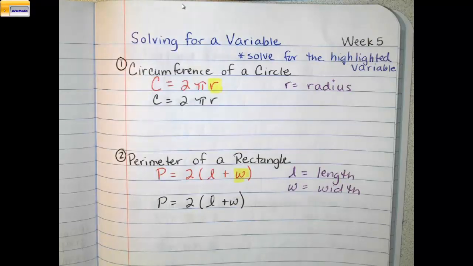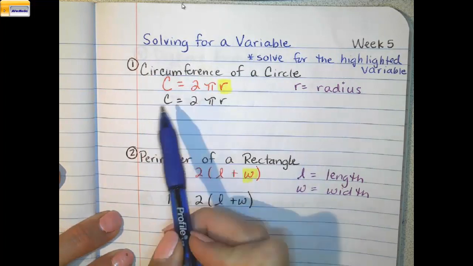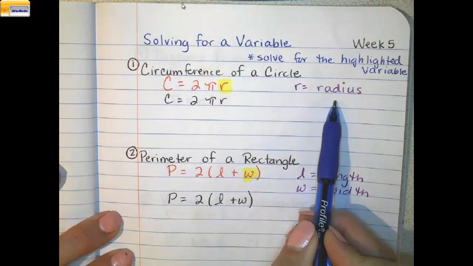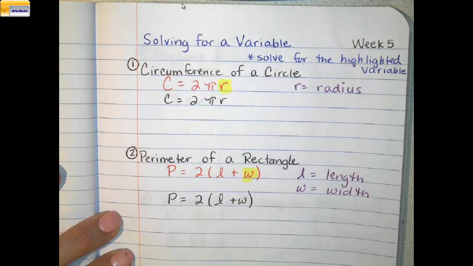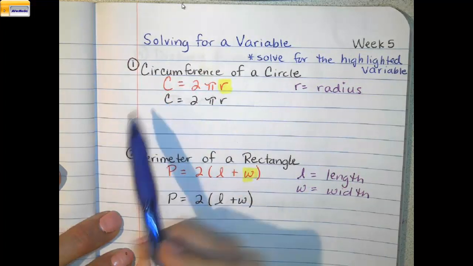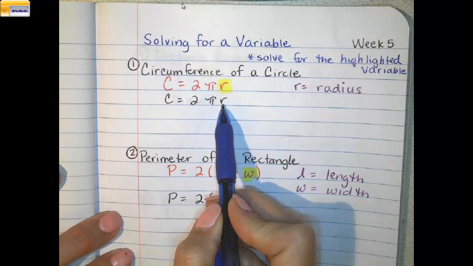Solving for a variable. The first formula we're going to look at is the circumference of a circle. The circumference of a circle is C equals 2 pi r, in which r stands for radius. In these examples, we're going to solve for the highlighted variable. So in this case, I'm going to pretend that I happen to know the circumference of a circle, and I would like to find the radius instead. So I want to solve my formula to be r equals.